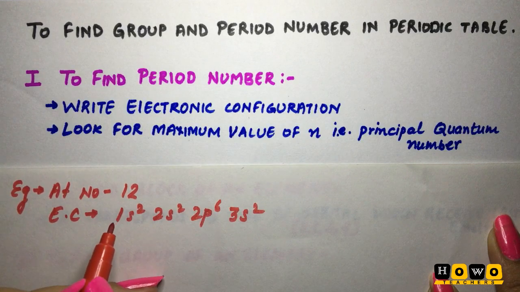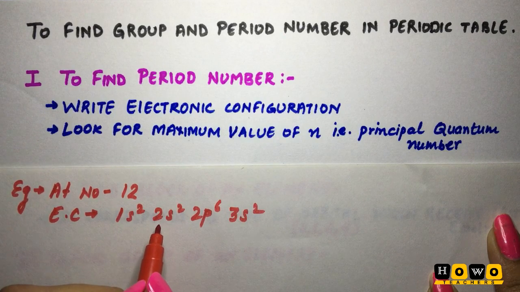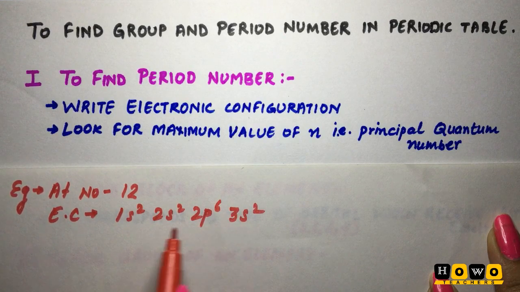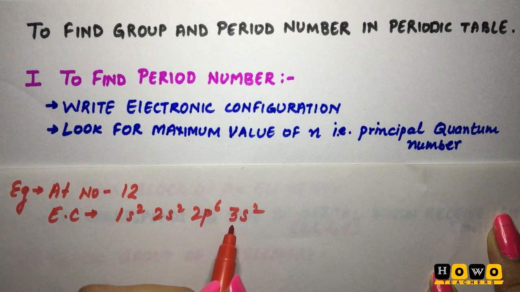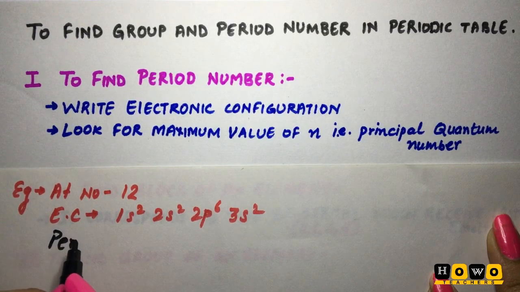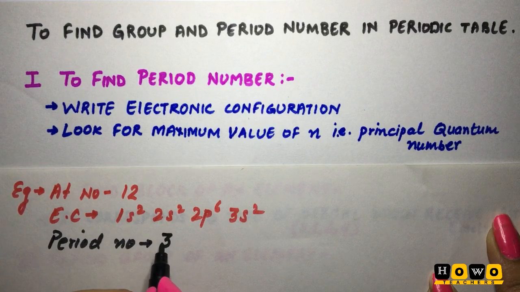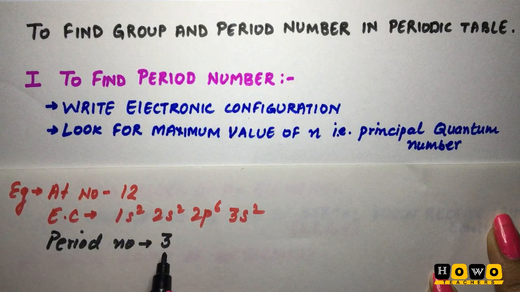Here you should know the principal quantum number is the number of the orbital or the shell. So 1, 2, 3. The maximum number that I can see here is 3. So the third shell is the maximum, so the period number will be 3, because this is the maximum principal quantum number that has been filled.